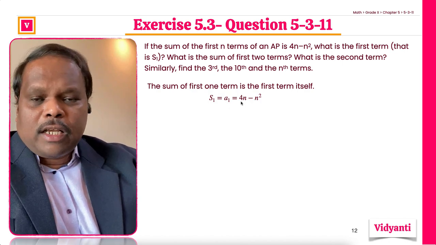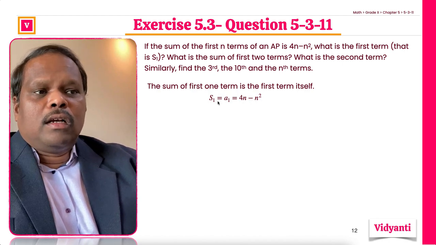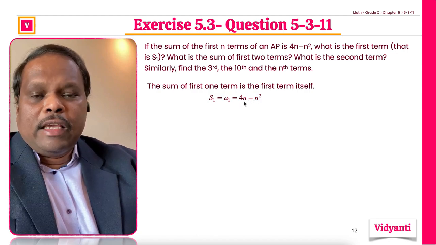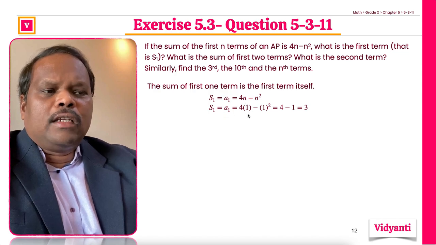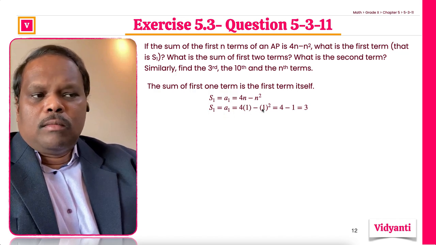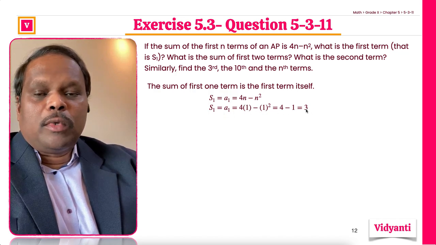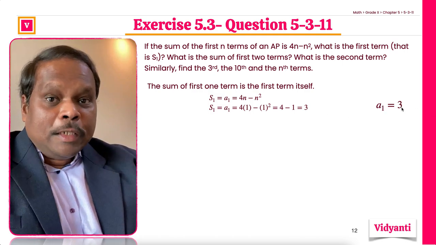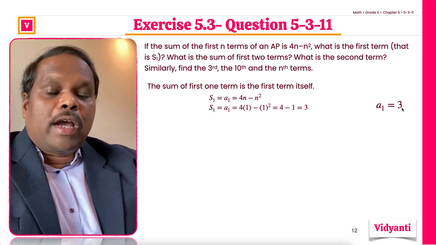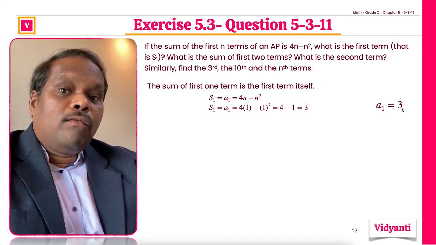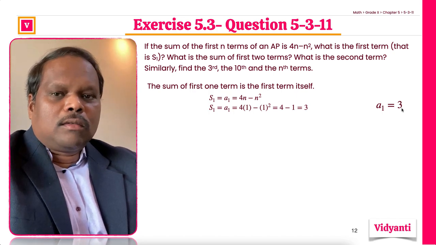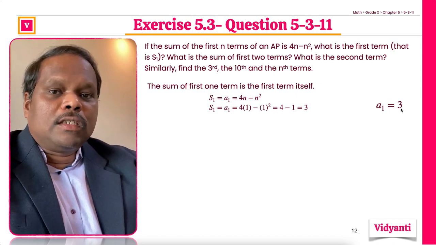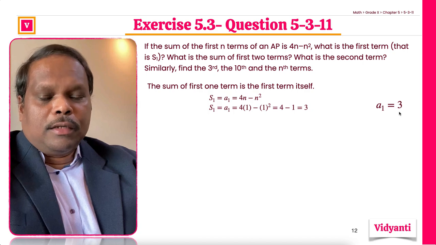Now, the expression has been given as 4n minus n square. If you are talking about S1, then you have to replace n by 1. And if you do that, that would become 4 times 1 minus 1 square. So it will come out to be 3. So your first term is 3 in this arithmetic progression, and that's why the sum of the first one term, which is this by itself, is also 3. So this gives us the first term as 3.